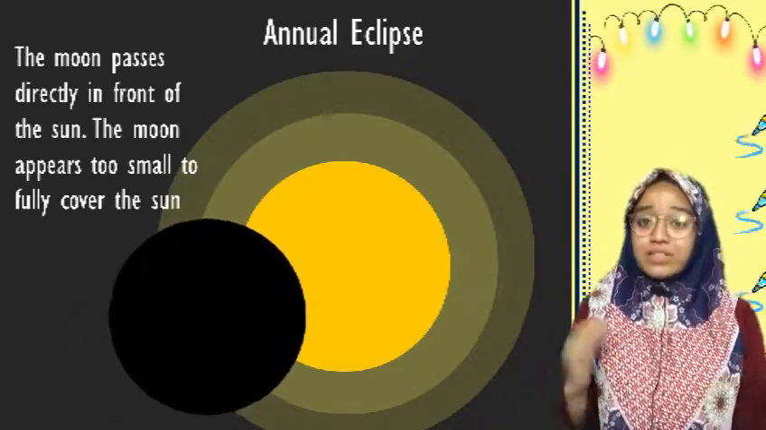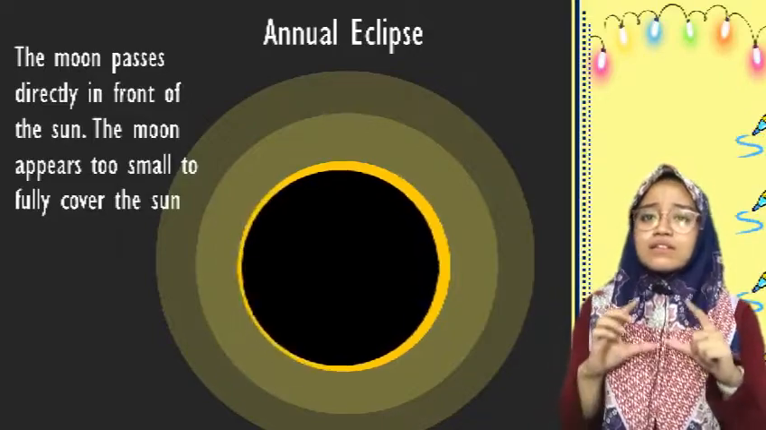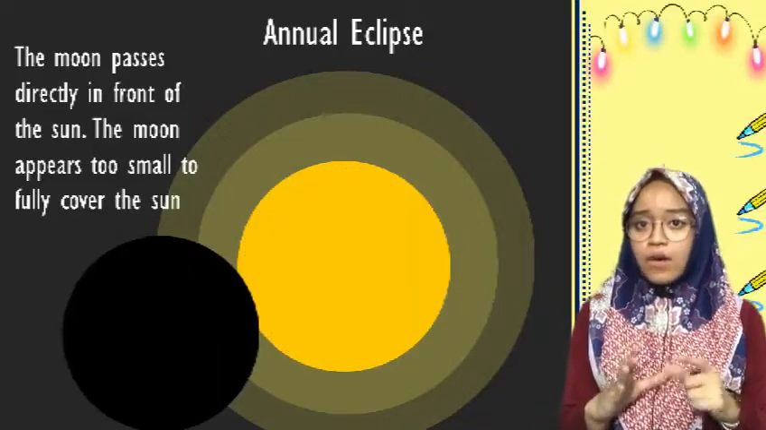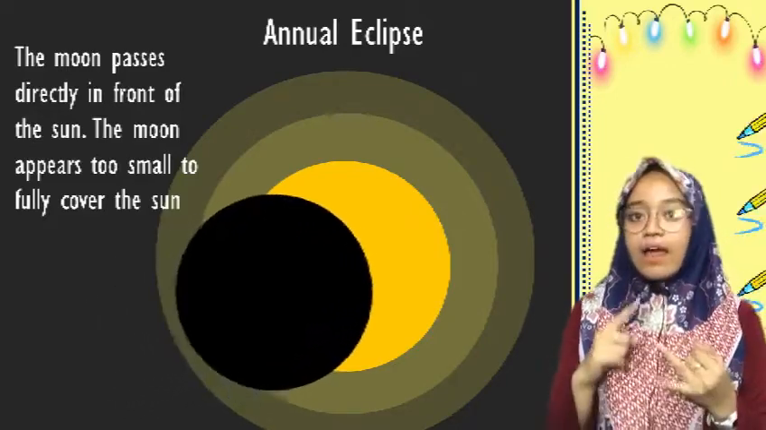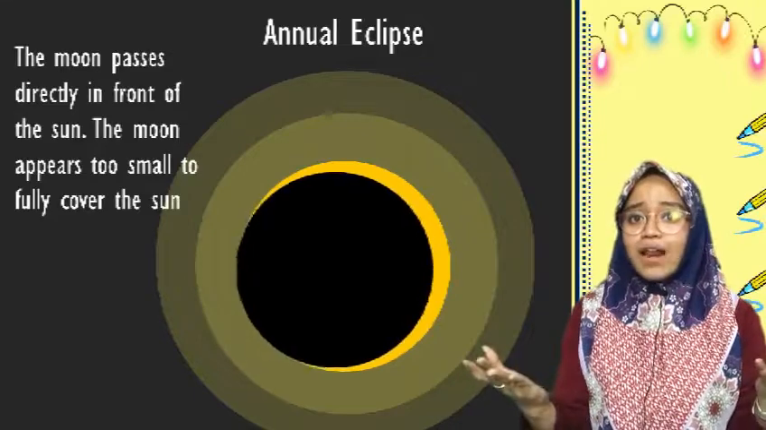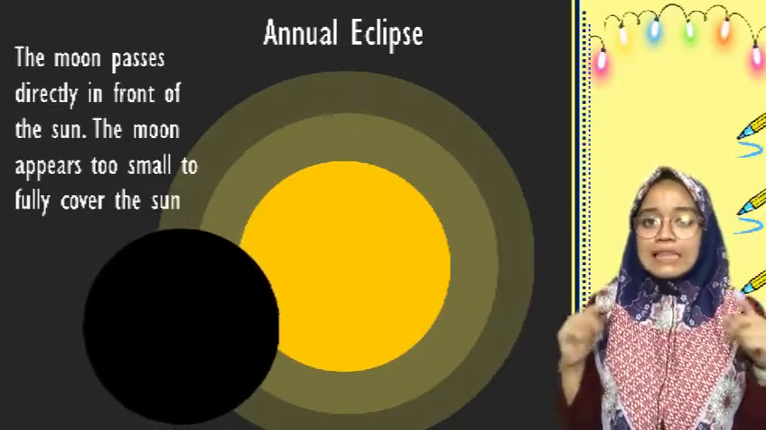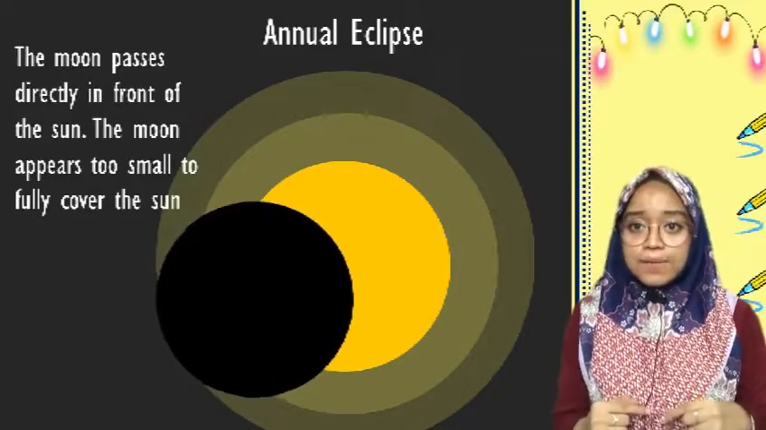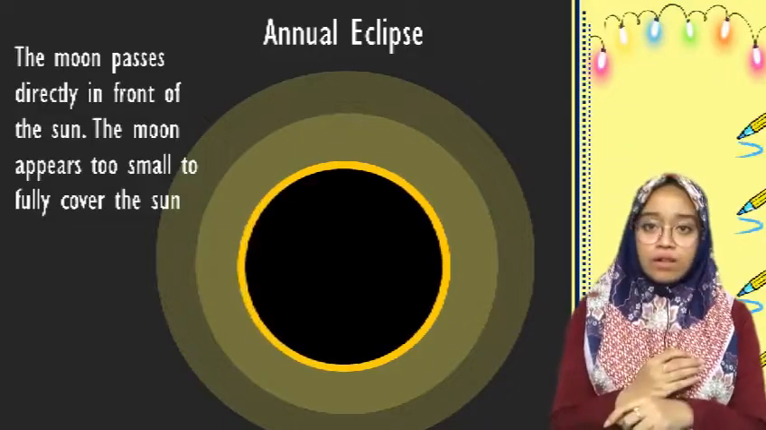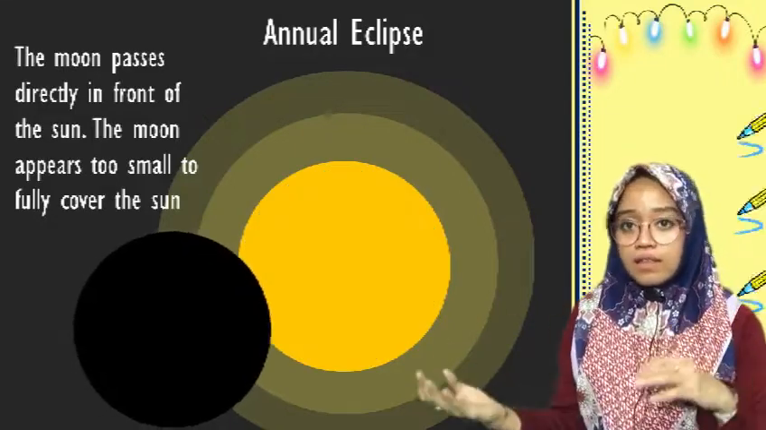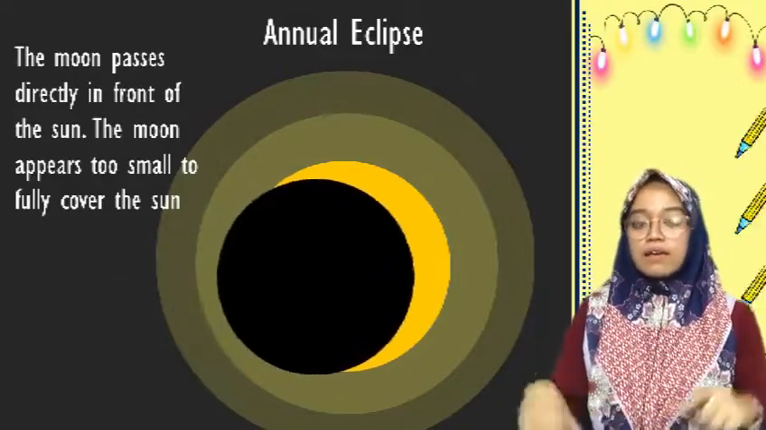It's different from a total eclipse. In a total eclipse, the Sun and the Moon look like the same size, but they are different. But in an annular eclipse, we can see the Moon is too small compared to the Sun. So the sun rays form a ring.